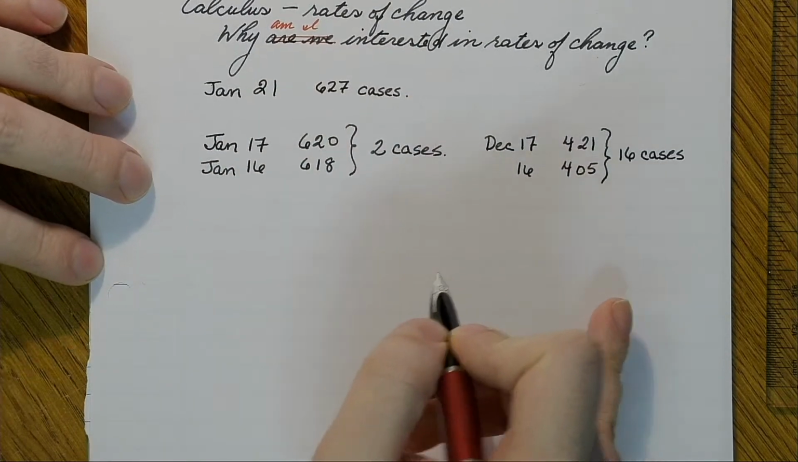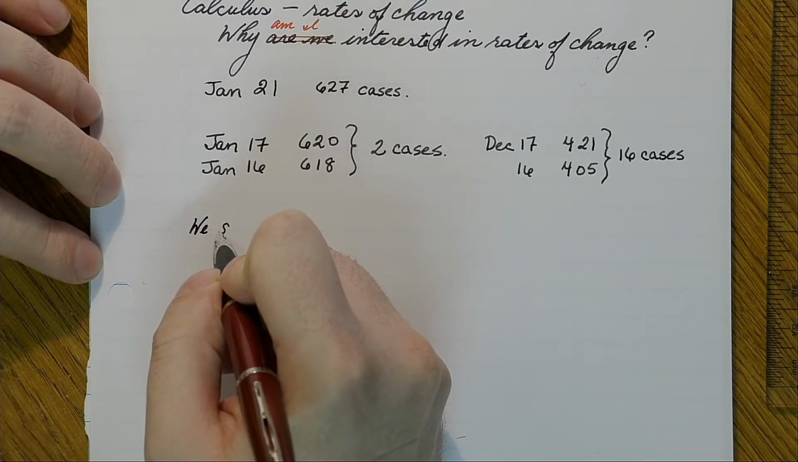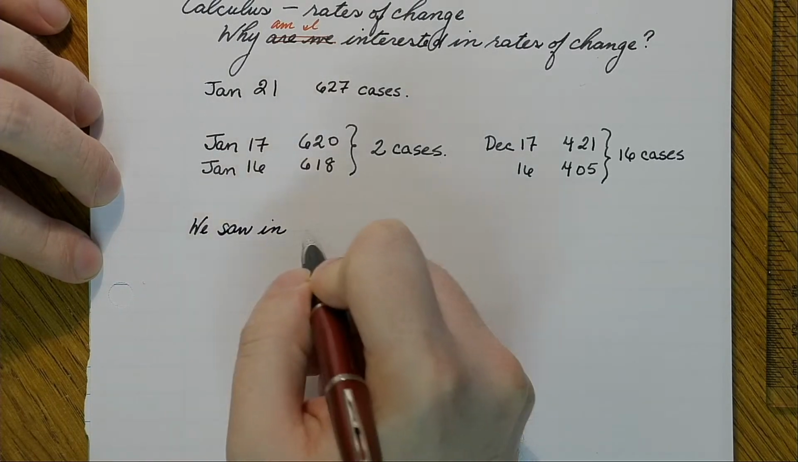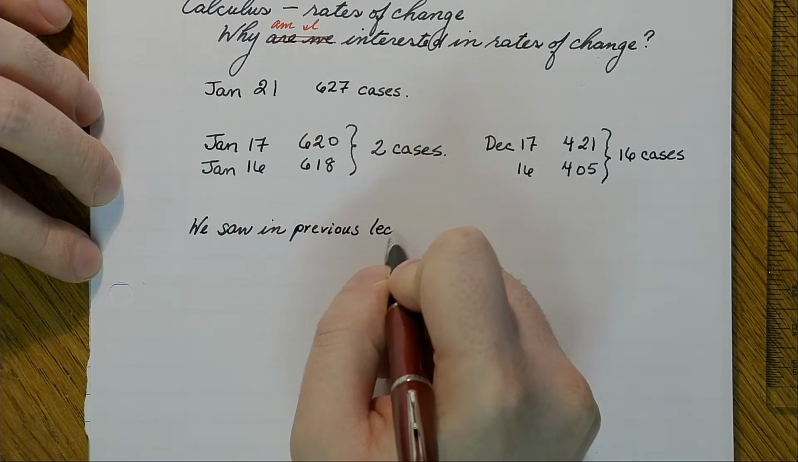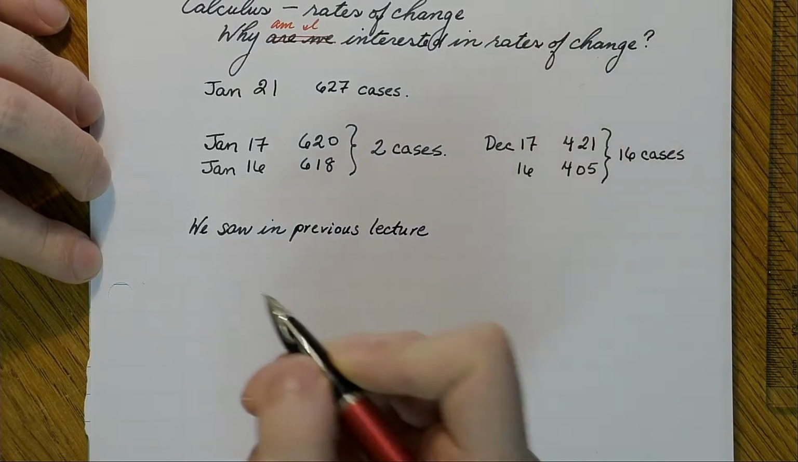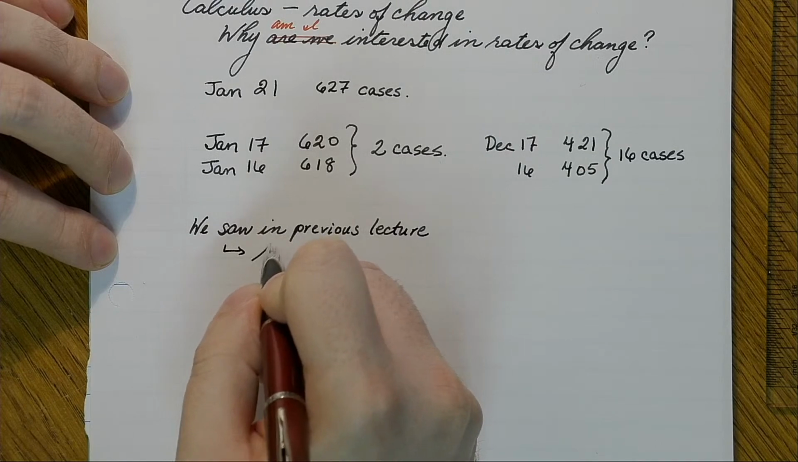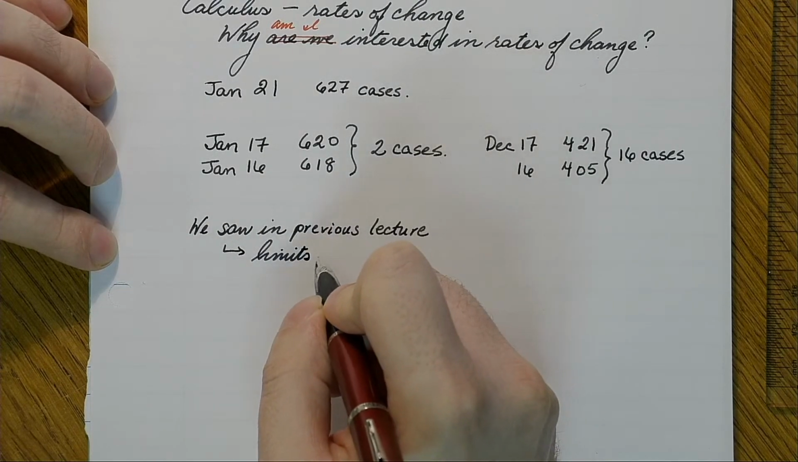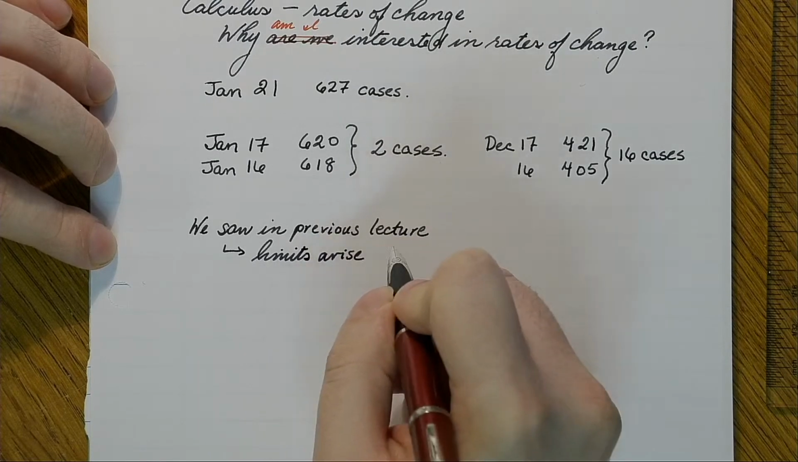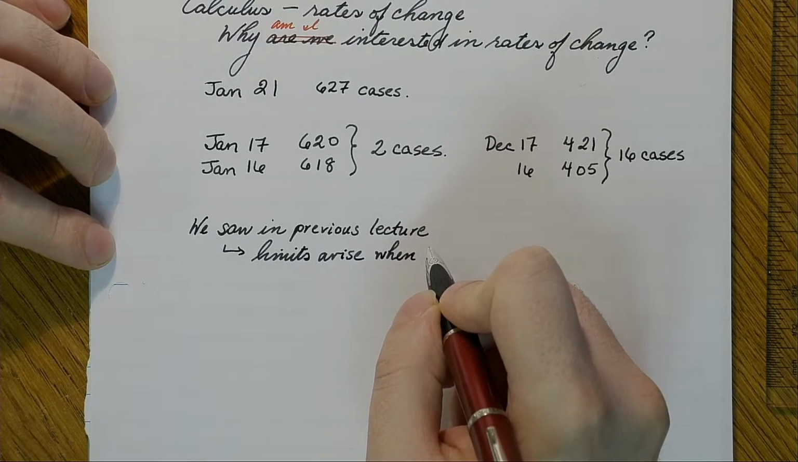So that was just a little bit of motivation for this lecture. We saw in the previous lecture that limits arise when we're trying to find a tangent to a curve.